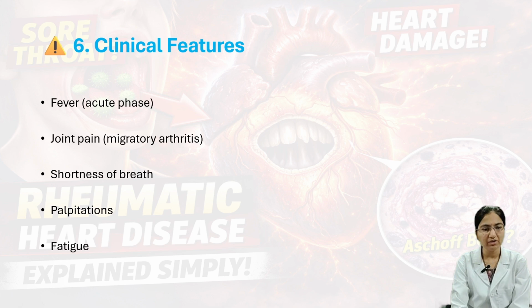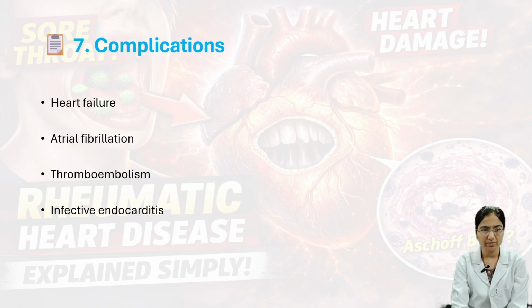And the next clinical features like fever, that is acute phase, and then joint pain, that is migratory arthritis we can see, and then shortness of breath, palpitations, and fatigue. These are the main clinical features. Next, we'll see some of the complications here. Heart failure, and then atrial fibrillation, and then thromboembolism, here clot formation, and then infective endocarditis. These are the complications.